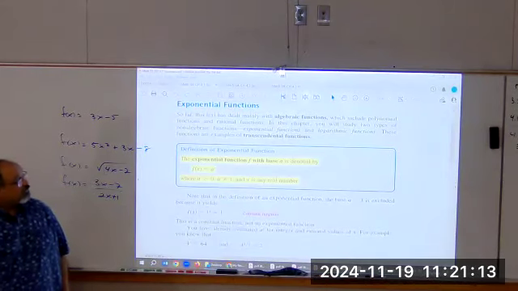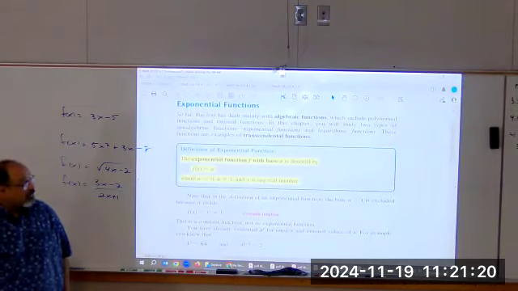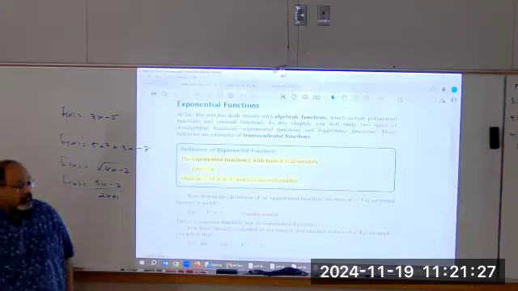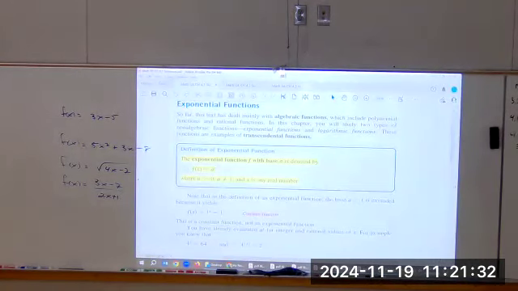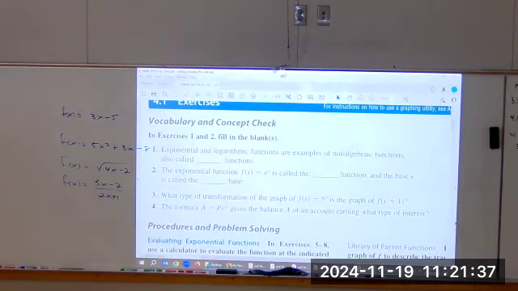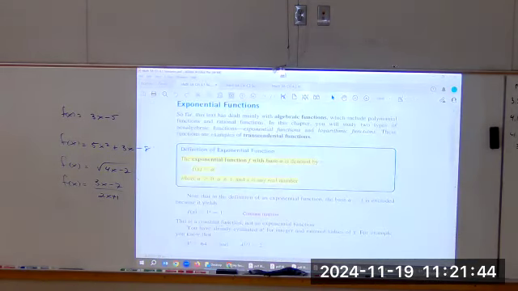In this chapter, you will study 2 types of non-algebraic functions: exponential and logarithmic. These functions are examples of transcendental functions. I think I saw that question. Exponential and logarithmic functions are examples of non-algebraic functions, also called transcendental functions. Okay.